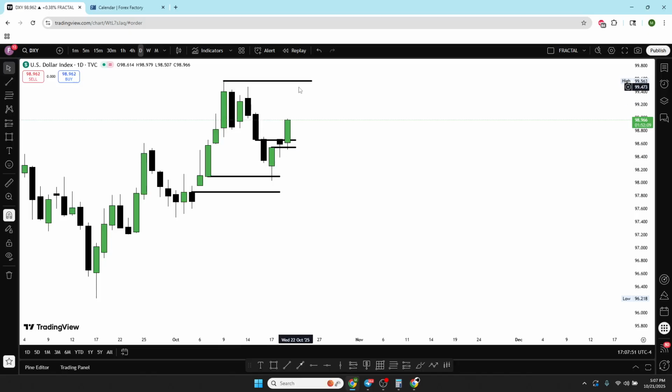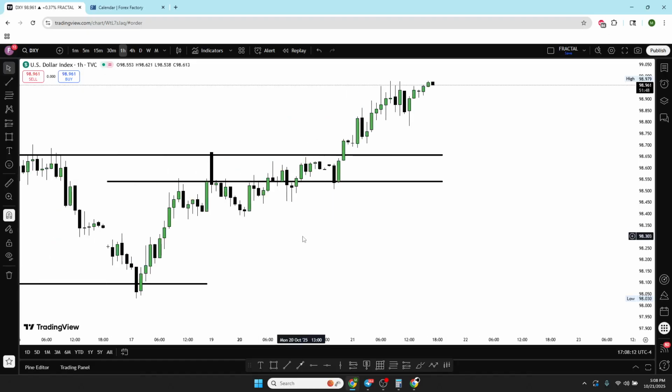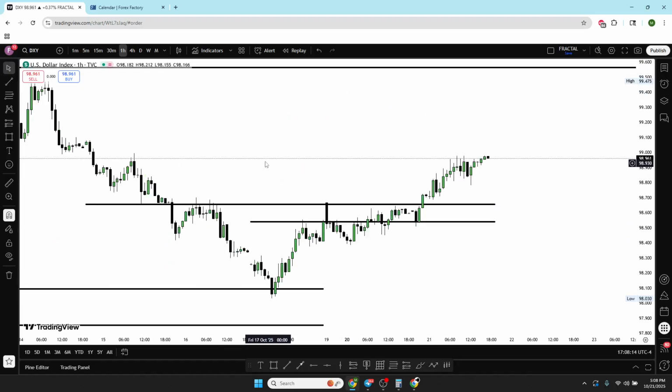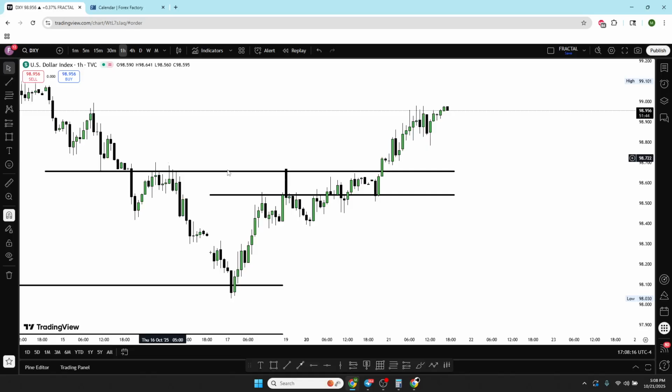So now you're looking at a fractal model from this low. We're expecting price to trade at least into this order block, but the best case scenario is punching above these equal highs here. So let's go down to a 1 hour chart. So now we have a couple levels on the chart.